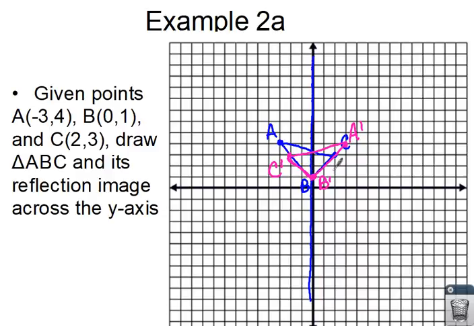Alright? And then you name the new coordinates. So A is at 3, 4. B is at 0, 1 still. And then C is at negative 2, 3. Okay? You just have to make sure that everything is the same distance away from the line from one side to the other.